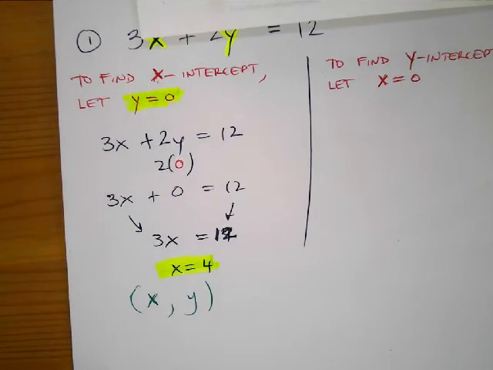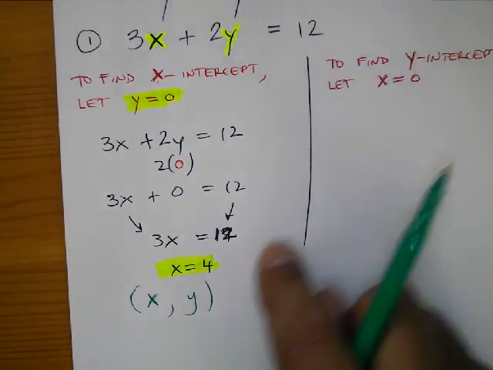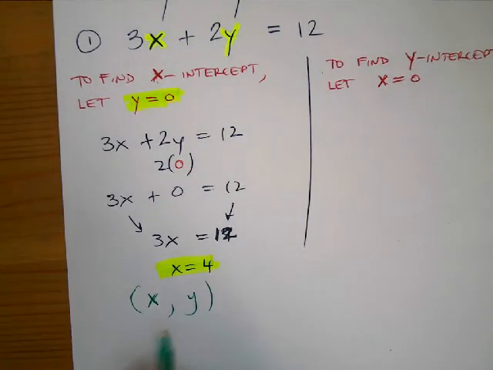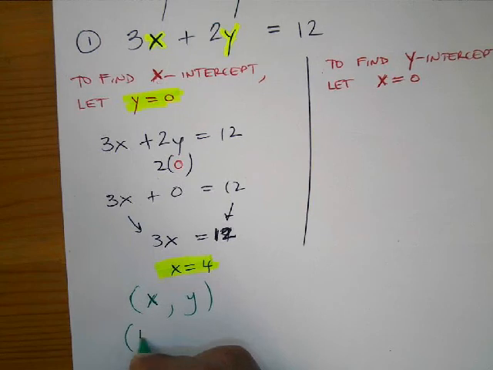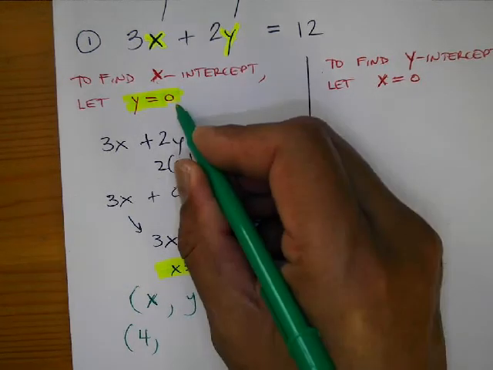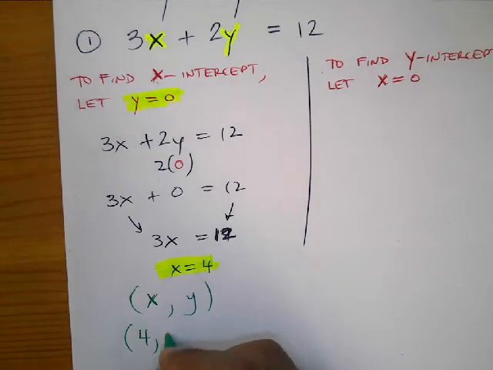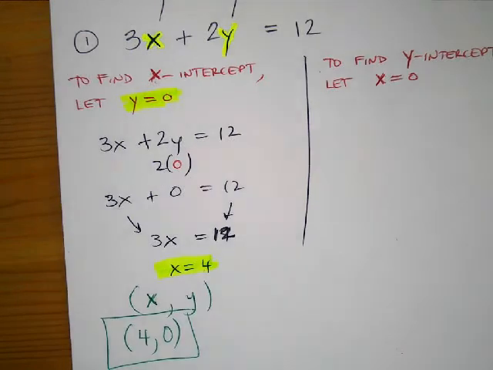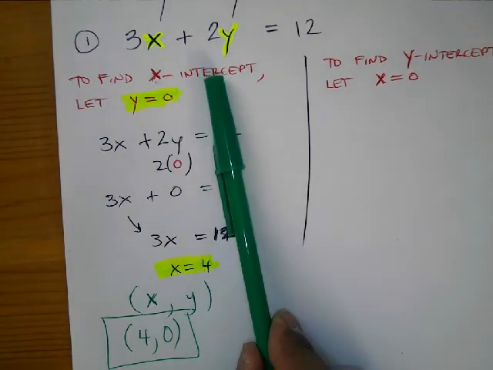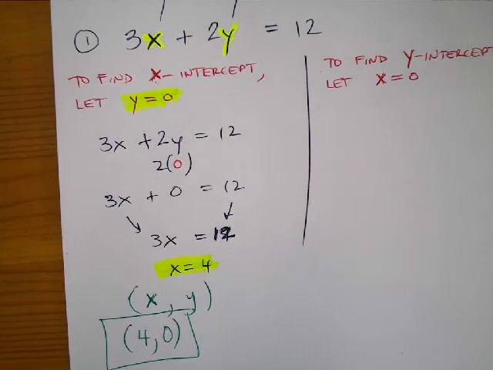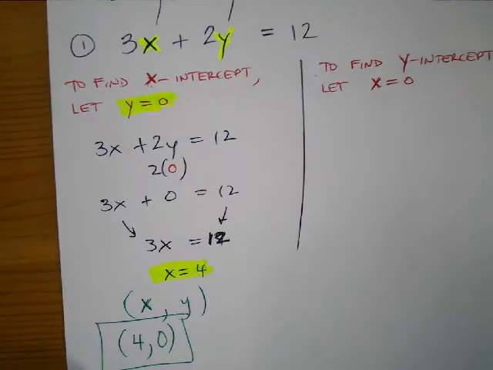And remember how you write a coordinate? When you write a coordinate, it's the x and then the y. So here our coordinate is going to be what? Well, the x goes first, so x is 4 and y is what? 0. That's your x-intercept. Right? We were finding the x-intercept first.